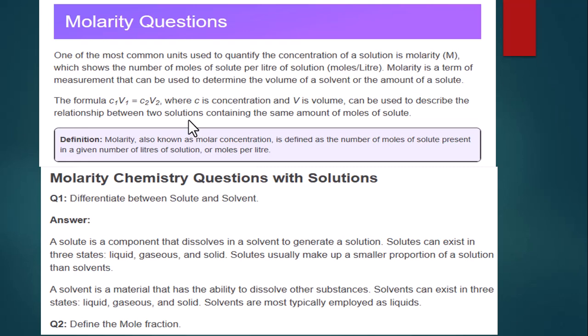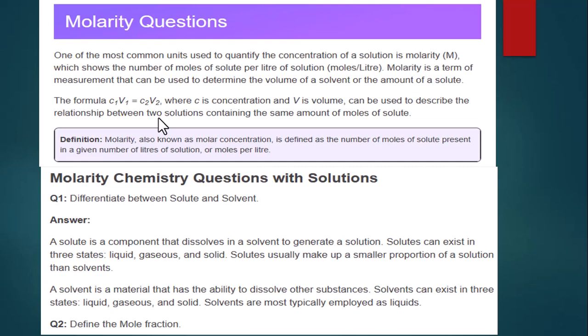And the formula C1V1 equals C2V2, which is the concentration, for example, of the solute, multiplied by the volume of the solute, equals the concentration of the solvent multiplied by the volume of the solvent, where C is the concentration and V is the volume. It can be used to describe the relationship between two solutions containing the same amount of moles of the solute. So the solute has to have the same number of moles.